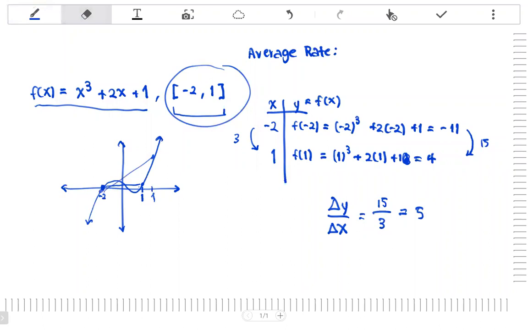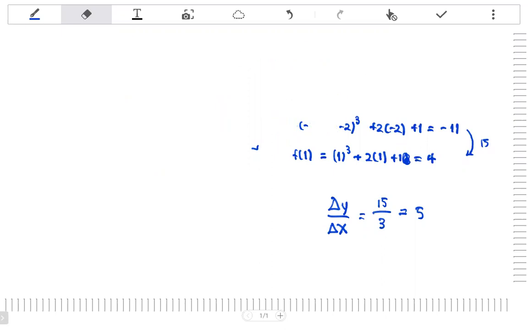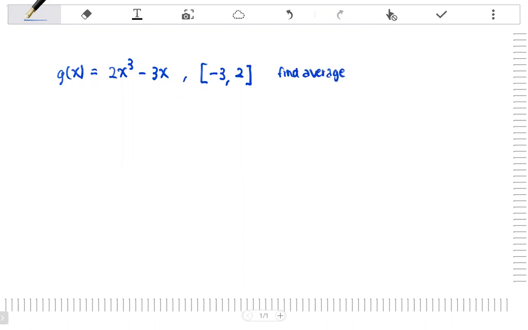Let's do a practice problem. If I told you to find the average rate of g of x, which is 2x cubed minus 3x, from the boundaries -3 to 2, what would be my first step? Find average rate.